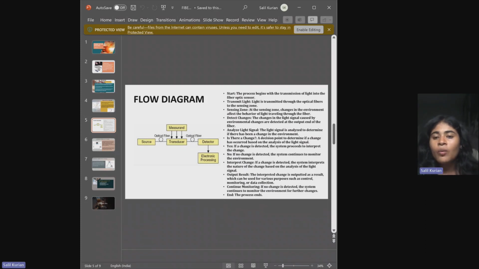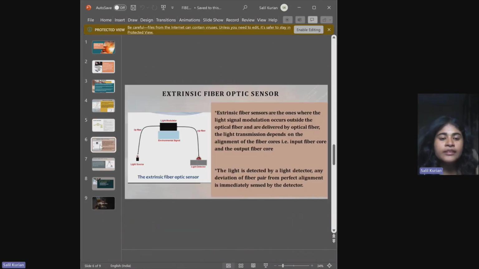So while speaking about this, I wanted to give a quick analysis on, not an analysis, maybe different types of sensor, different types of fiber optic sensor.